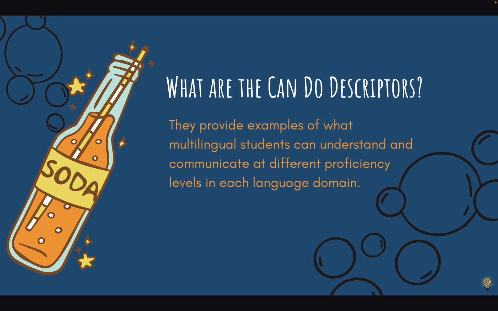The Can Do Descriptors provide examples of what multilingual learners can understand and communicate at different levels of English language proficiency. The descriptors are organized into two groups: the four language domains, listening, speaking, reading, and writing, and the six proficiency levels: entering, emerging, developing, expanding, bridging, and reaching.